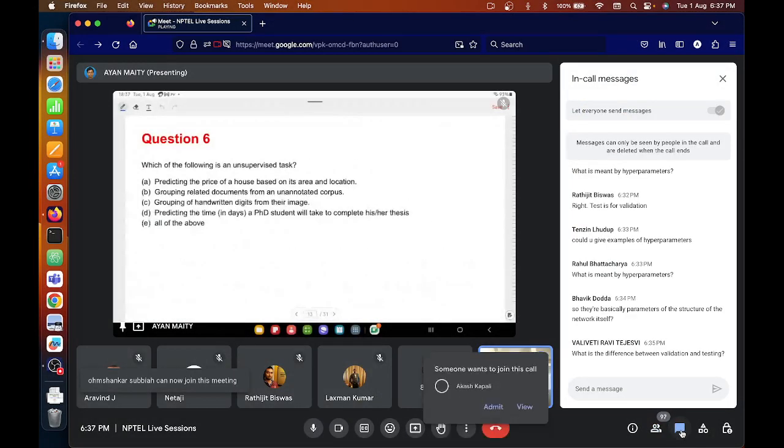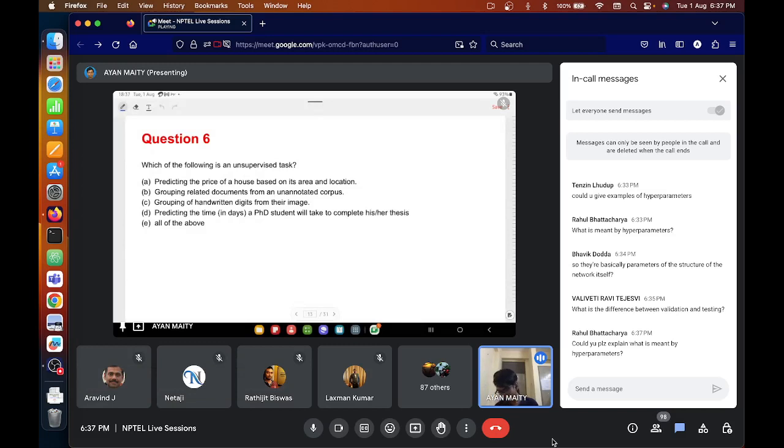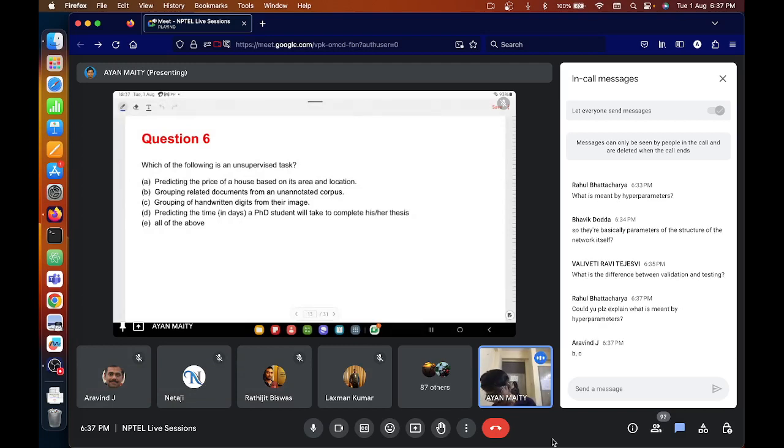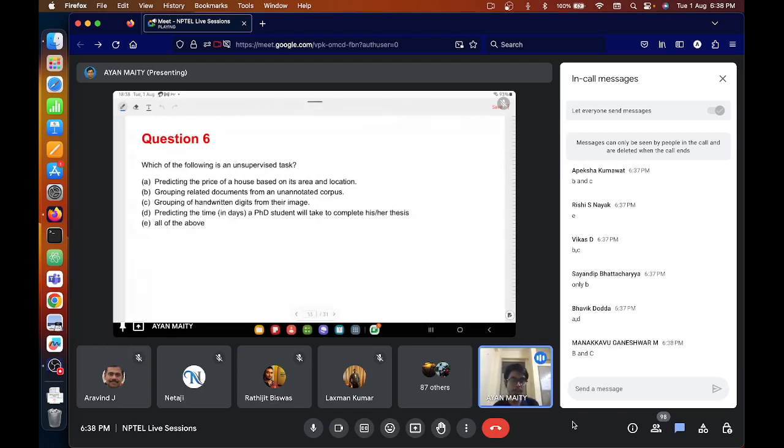Moving on to question 6. Which of the following is an unsupervised learning task? There are 5 options. Predict the price of a house based on its area and location. Grouping related documents from an unannotated corpus. Grouping of handwritten digits from their image. Predicting the time a PhD student will take to complete his or her thesis. And option E is all of the above. So which of the following is an unsupervised learning task? Again, multiple options may be correct here.